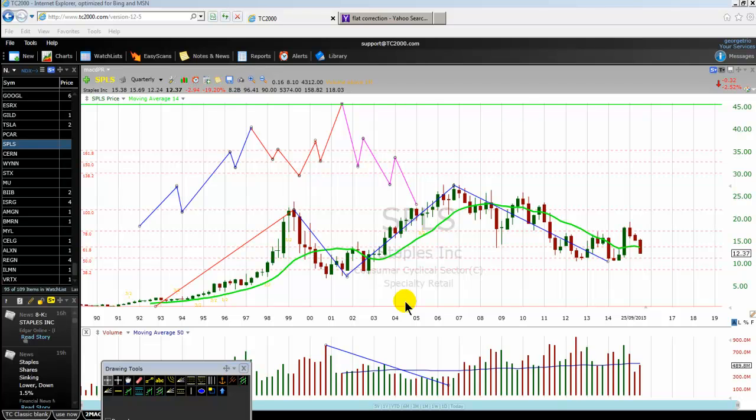Nasdaq trader is analyzing Elliott wave, a flat correction pattern.